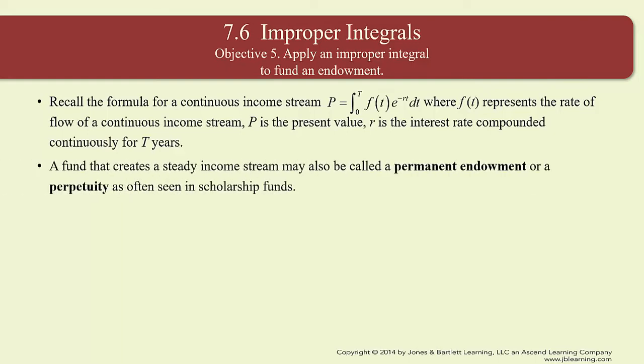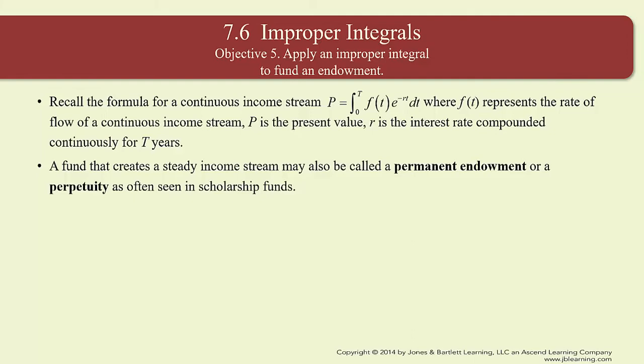Any fund that creates a steady income stream, we can give it a name of it being called a permanent endowment or a perpetuity. Endowments, perpetuities, these are often seen in scholarship funds. Someone wants to have a scholarship fund bearing their name, and they want to fund it forever. So say it's a $2,000 annual scholarship bearing their name. They want to fund it forever. So the question is, how much money would you have to invest today to fund this scholarship forever?